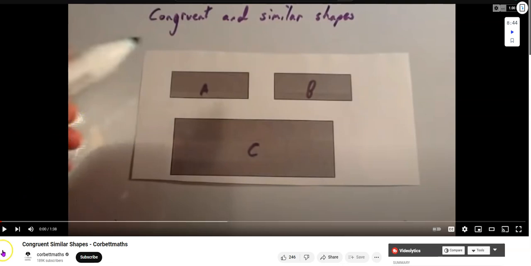Let's quickly take a look at congruent and similar shapes by Corbett Math. That's the YouTube channel there. So we're just going to watch his video, which is pretty short. It's a minute, 38 seconds. So let's go.